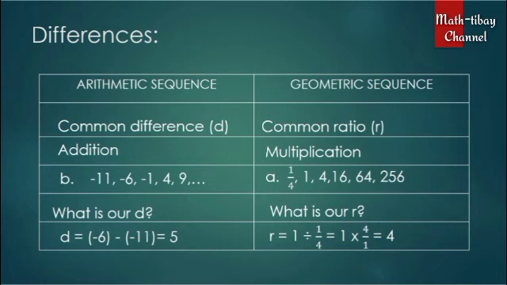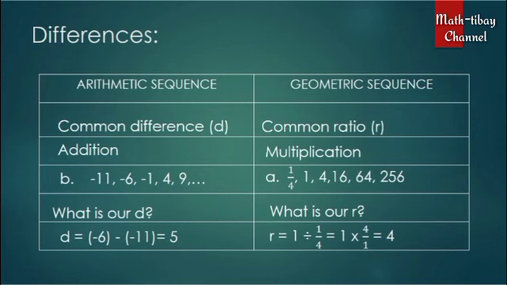As we can see, if negative 11 is added to positive 5, the result is negative 6. Then negative 6 plus 5 is negative 1. Then negative 1 plus 5 is 4. Then 4 plus 5 is 9. So that's why the constant number here is 5, which we call the common difference. Okay, that is for arithmetic sequence.